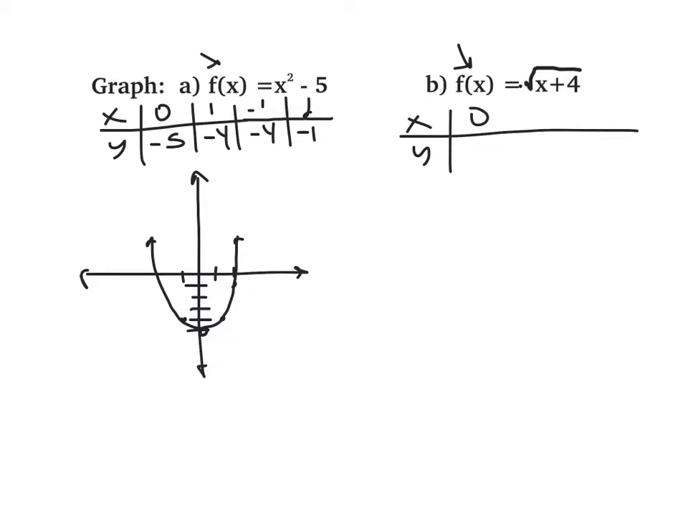So if I put a 0 in there, I get 0 plus 4. Take the square root, that's 2. If I plug 1 in, I get square root of 5. That doesn't help very much. If I plug in -4, I get 0, which that may help. And let's see what else might help.